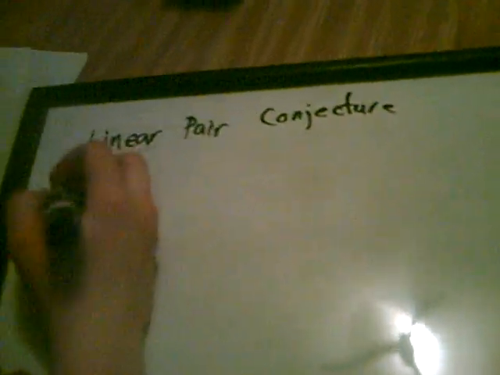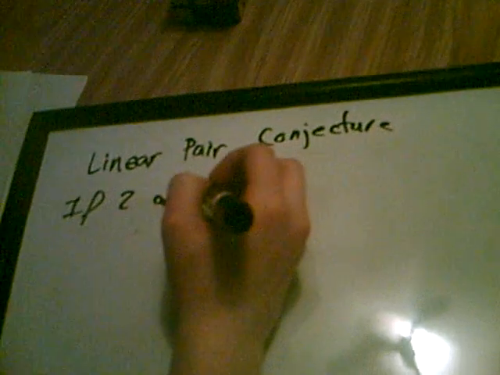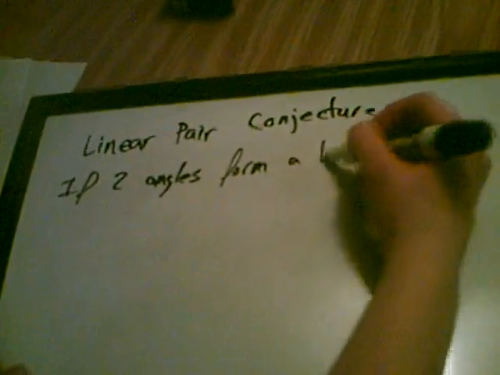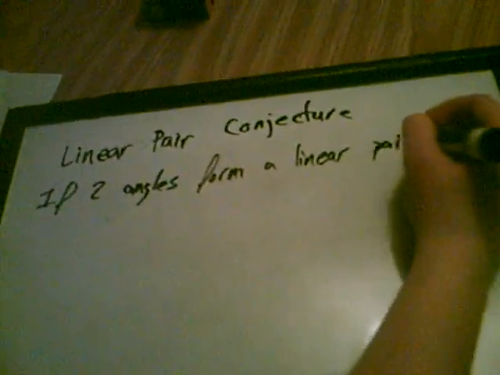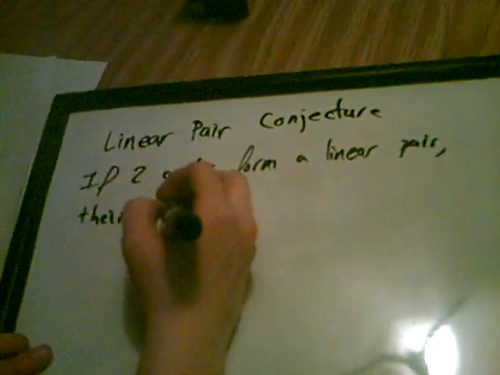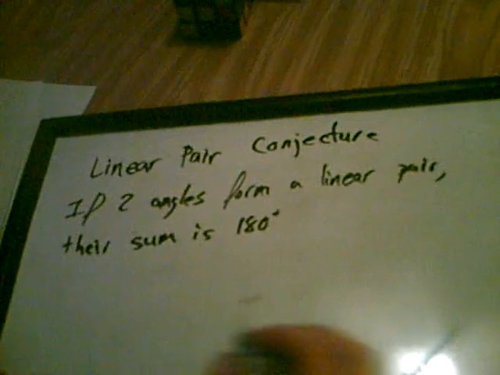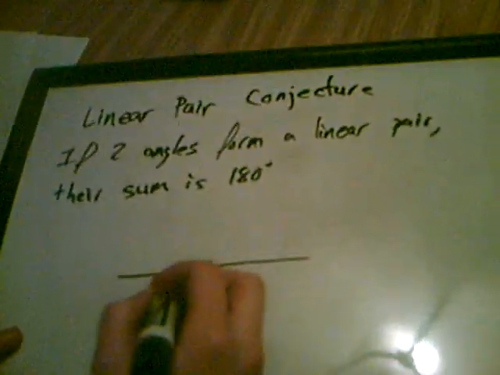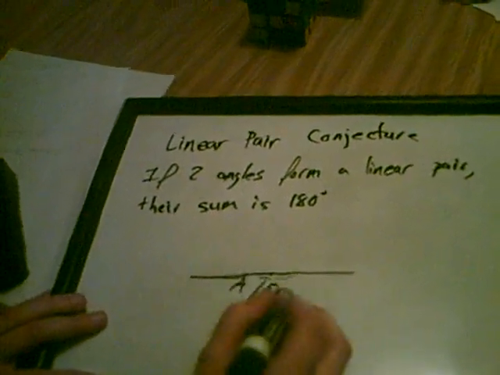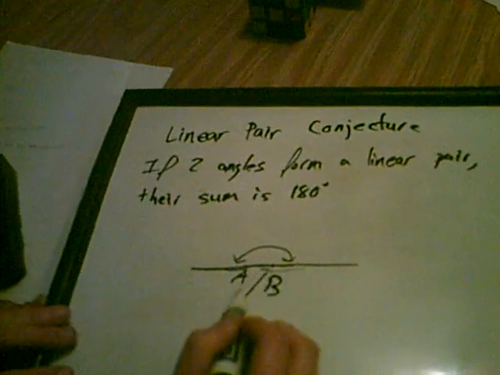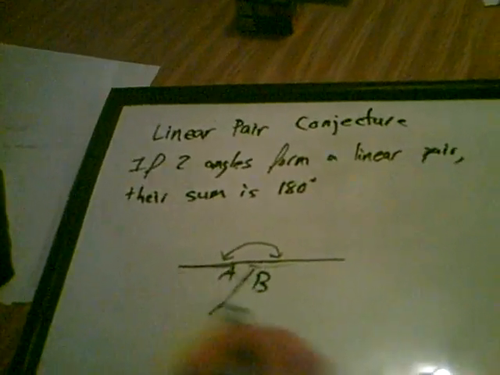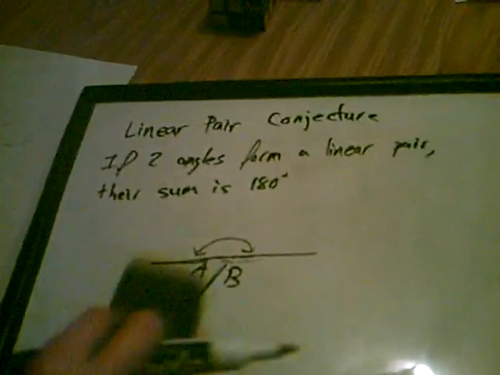Alright, and now we're going to come across our first conjectures. We have the linear pair conjecture. We've already dealt with this when we were talking about angles. The linear pair conjecture states that if 2 angles form a linear pair, their sum is 180 degrees. It's pretty easy to prove this one, because if I had angle A and angle B, we know that this is a straight line here. And we know a straight line always has 180 degrees. If you divide 180 degrees into 2 parts, obviously the sum of those parts is going to equal the whole. It only makes sense.